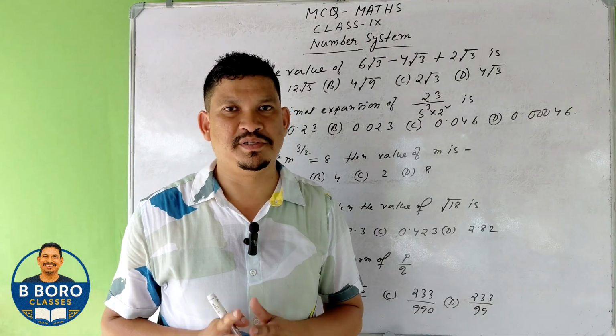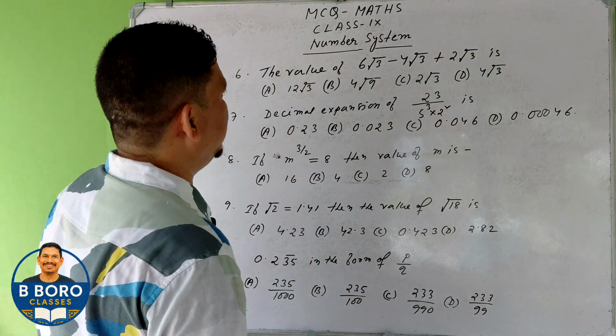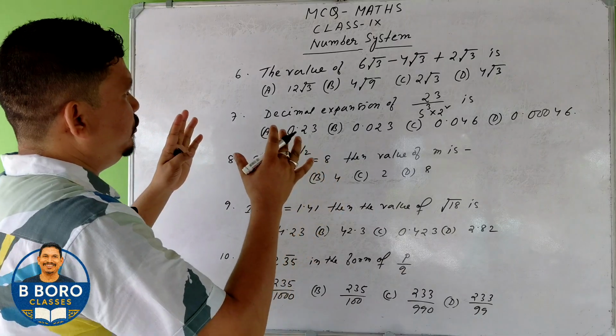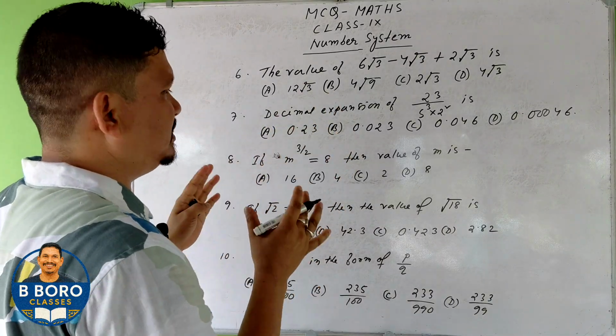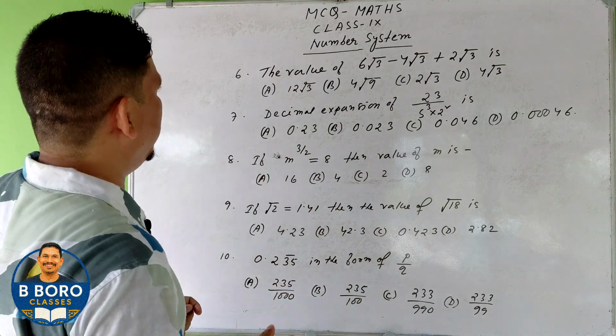We'll discuss question number 6. So first of all, what is question number 6? The value of 6 root 3 minus 4 root 3 plus 2 root 3. This type of question seems very easy, but sometimes mistakes may happen. So how can we solve this type of question very easily?